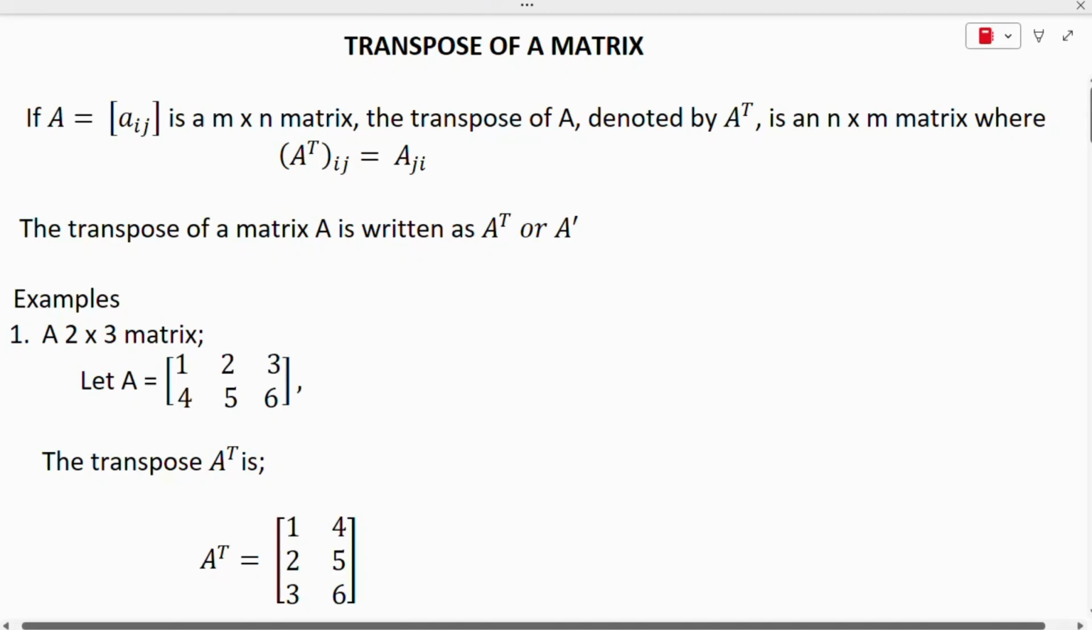Welcome back guys to Mathematical Mindset, right here on the series of matrices. In today's video we're going to talk about the transpose of a matrix.